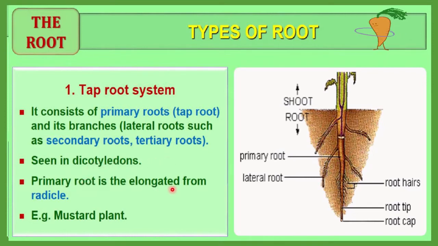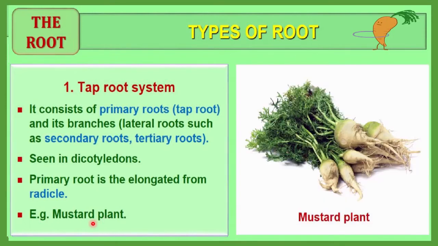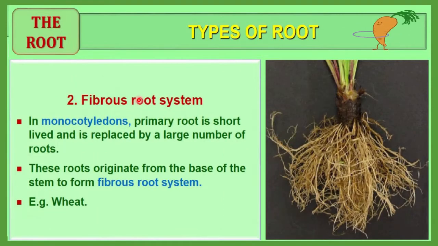The primary root is elongated from the radicle. Already I told you it is developed from the radicle. And one example you can notice here is the mustard plant. This is the example of a mustard plant in which you can observe this type of root system. The next root system is the fibrous root system, and it is observed in monocotyledonous plants.